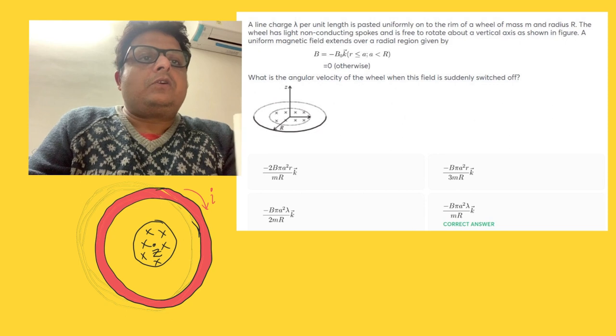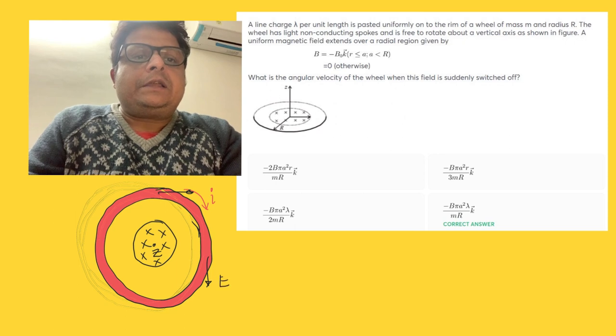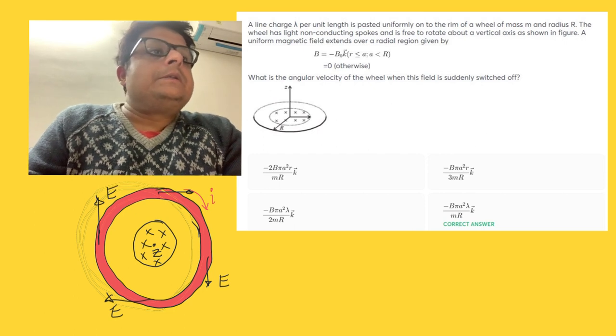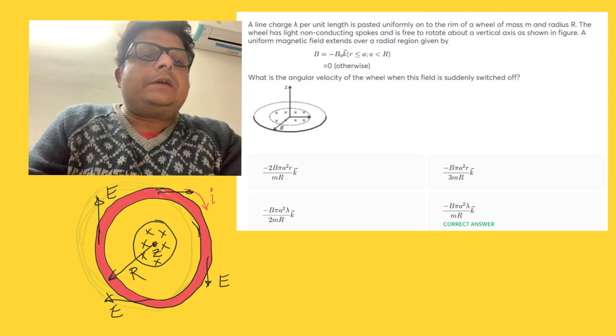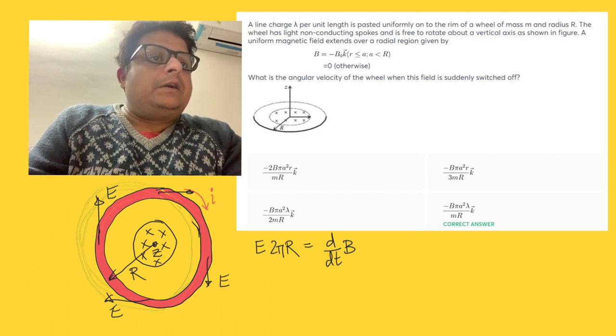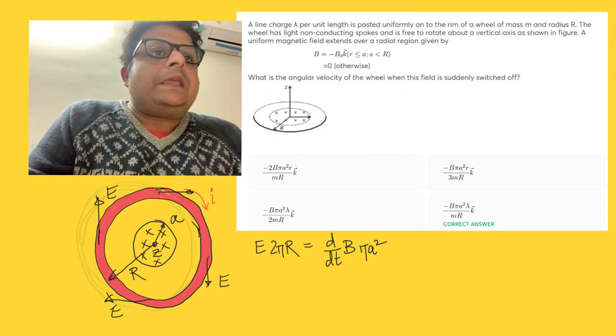The wheel is a non-conductor. So there will be induced electric field lines along the circumference. The radius is r, so I can write E into 2 pi r. That is the induced EMF. E into 2 pi r is d dt of phi, that is B into pi a square, because the radius of this cylindrical region is a, as it's given.